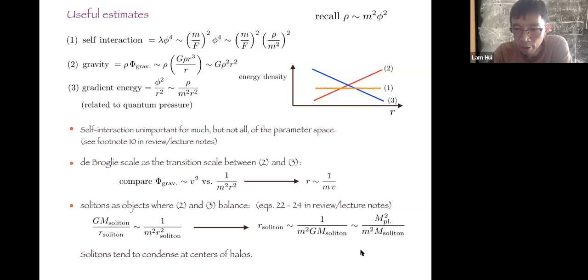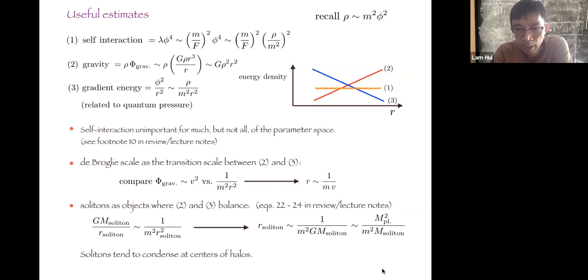Let me make a few comments about this object. First of all, you notice this object has a size that scales like 1 over the mass of that object, which means the more massive the soliton is, the more compact it is. In fact, from numerical simulations, people have observed that solitons tend to condense at the centers of galactic halos. For example, if the Milky Way halo is made out of wave dark matter, we expect the central region to be basically a soliton-like configuration. It's a configuration, once again, where the self-gravity is balanced by quantum pressure.